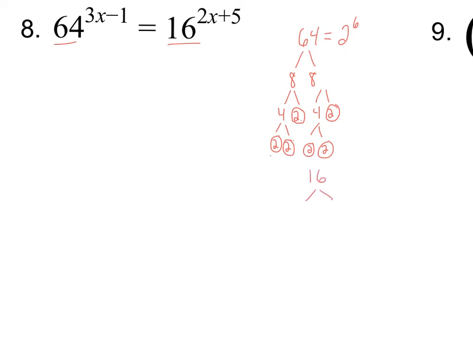16 is similar, and we hope we can break it down to a bunch of 2s, which it will, because 16 is 4 and 4, which is 2 and 2, which is 2 and 2. So 16 is 4 2s. 2 times 2 times 2 times 2 is 16. So what I can do now is replace these new values into my equation. So instead of writing 64, I'll write 2 to the 6. And instead of writing 16, I'll write 2 to the 4th.